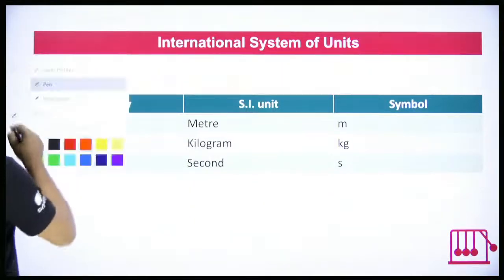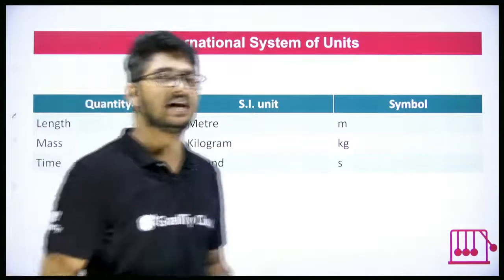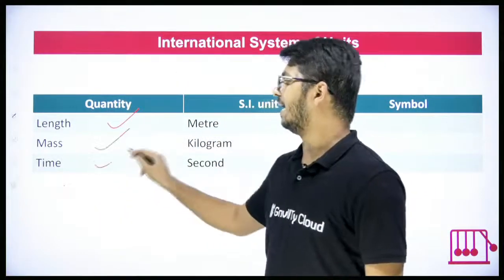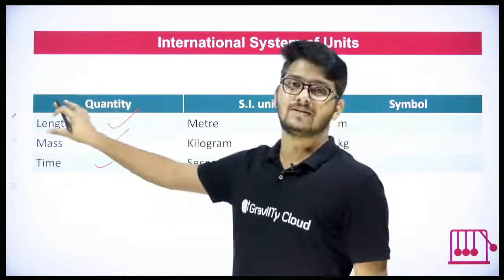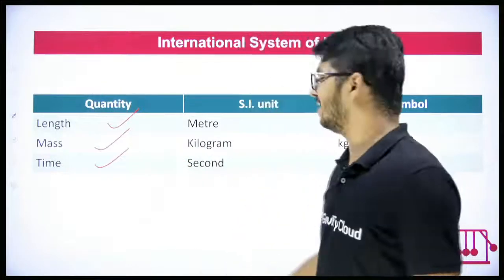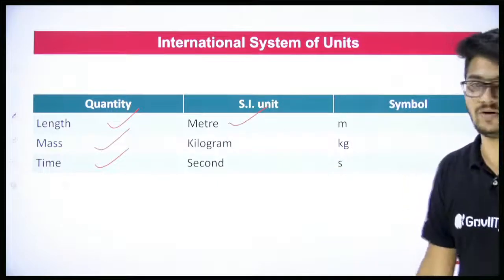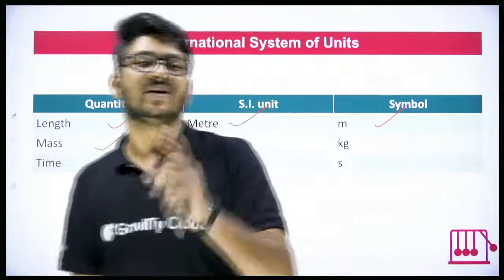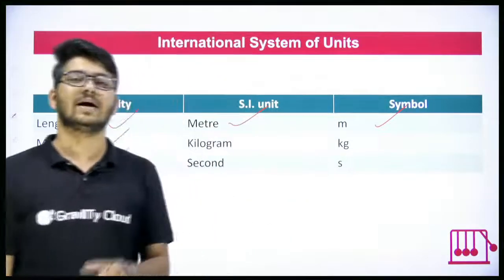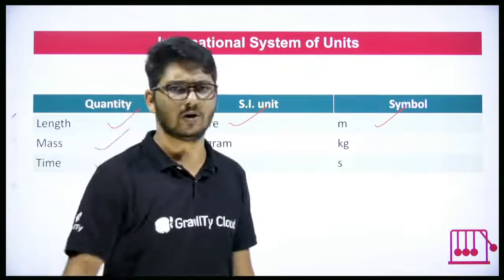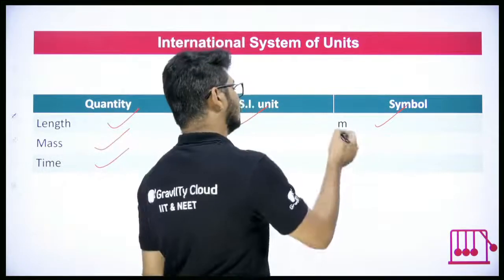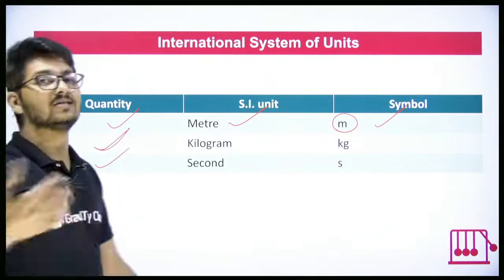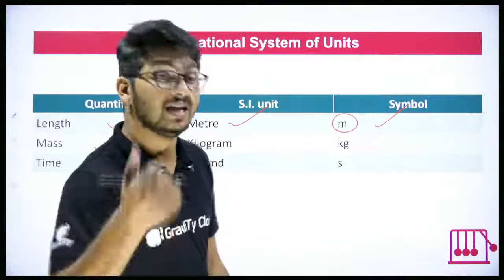Right. So mainly, the basic quantities that we will be focusing on are length, mass, and time. For length, what is the unit that they decided? They decided meter is the SI unit and the symbol is small letter m. You have to be very careful about the small letter or the capital letter, lower case or uppercase. It is small letter m for meter. Then you have mass. For mass, what was the unit that they decided? Kilogram.